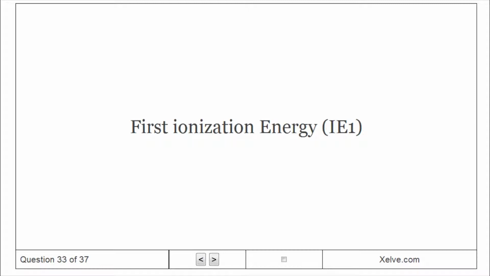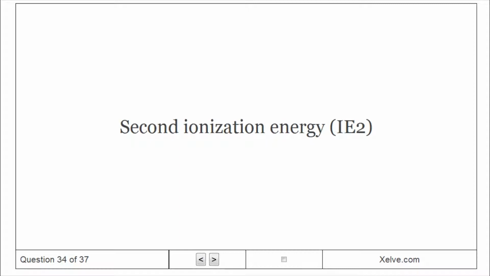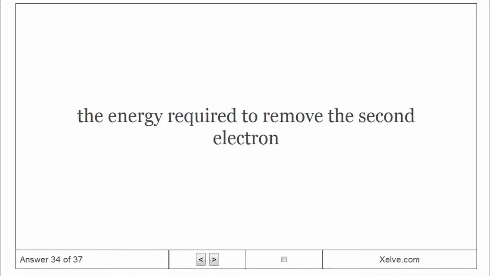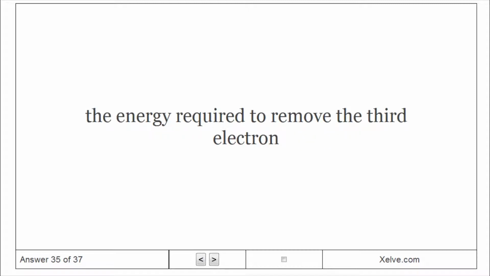First ionization energy. The energy required to remove the first electron. Second ionization energy. The energy required to remove the second electron. Third ionization energy. The energy required to remove the third electron.